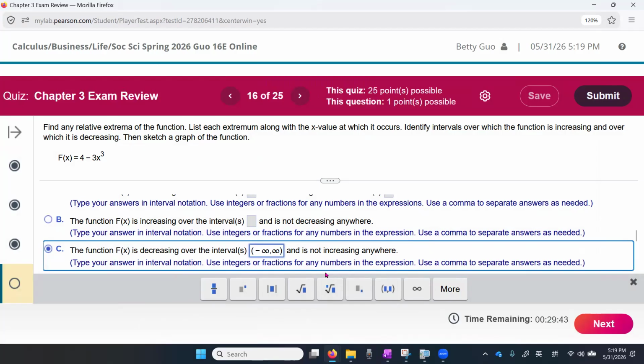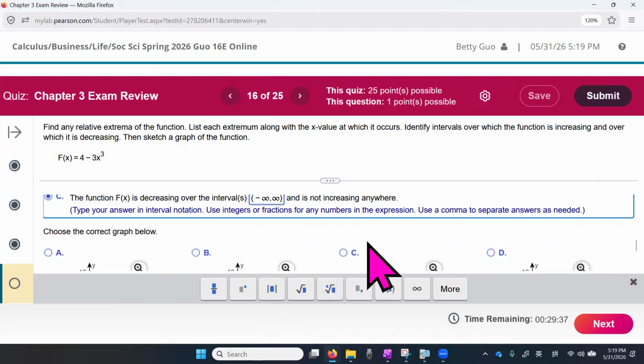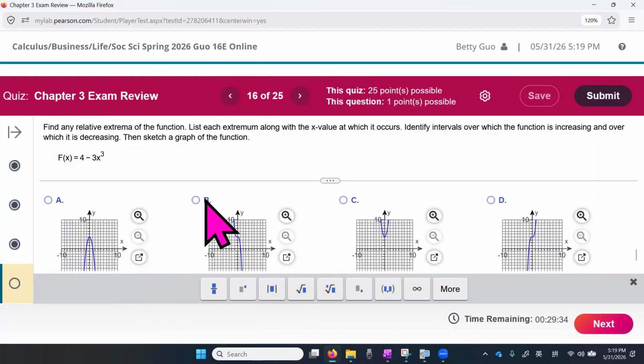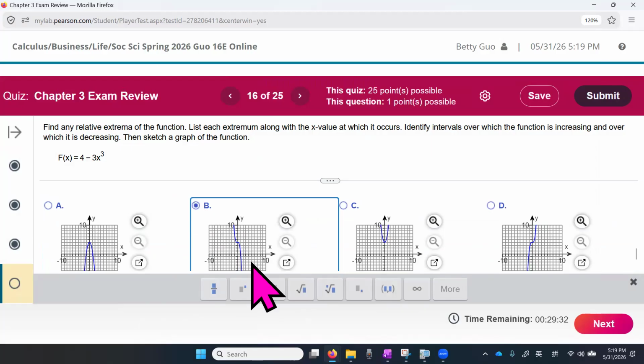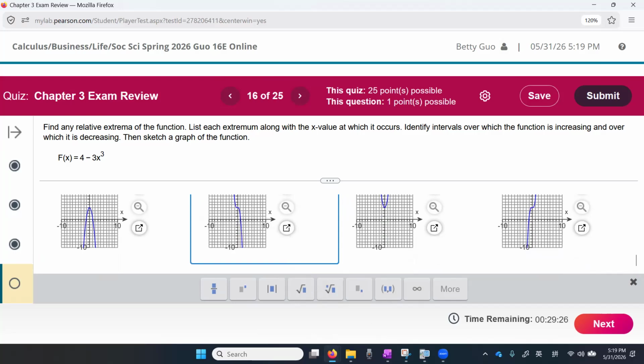Notation: use integers or fractions. Use a comma to separate answers as needed. It's going to be like this, right? Decreasing. Yeah. Next.